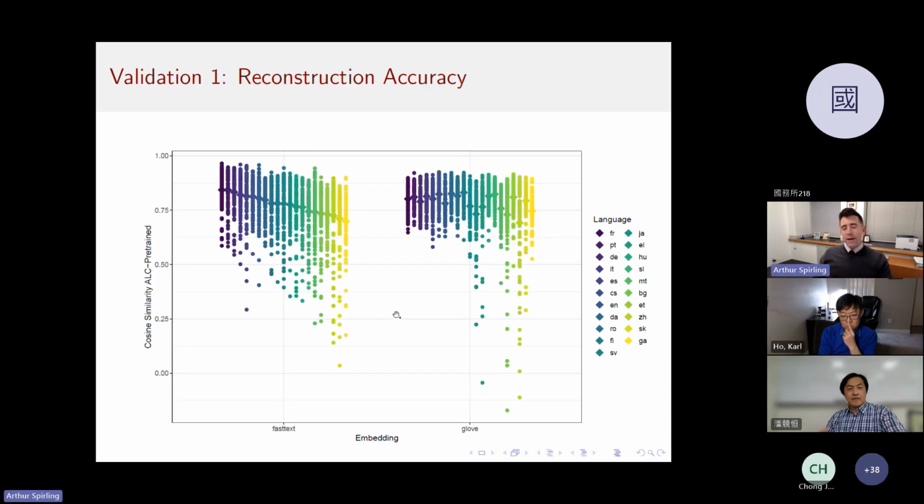So we train all of ours on Wikipedia. These are the languages we've done. I won't get into these reconstruction plots, but suffice to say that they sort of work okay. And we think they're pretty useful.